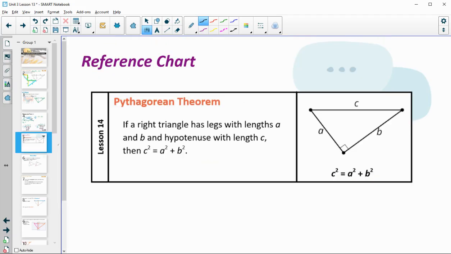So write this Pythagorean theorem down on your reference chart for Unit 3, Lesson 14. You can pause the video and get this written down and then come back once you're done.